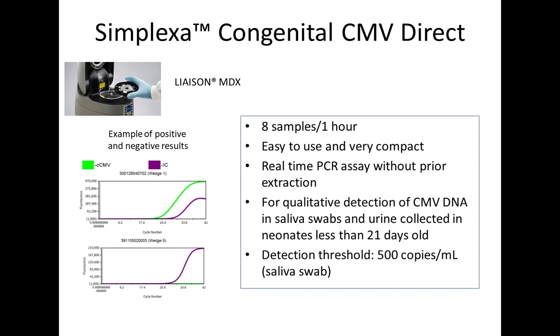You can see there the results of a positive and a negative test. In the positive test you see 2 curves: the green one corresponding to the CMV target, and the purple one corresponding to the internal control target. And in the negative results, you only have, of course, 1 curve corresponding to the internal control.